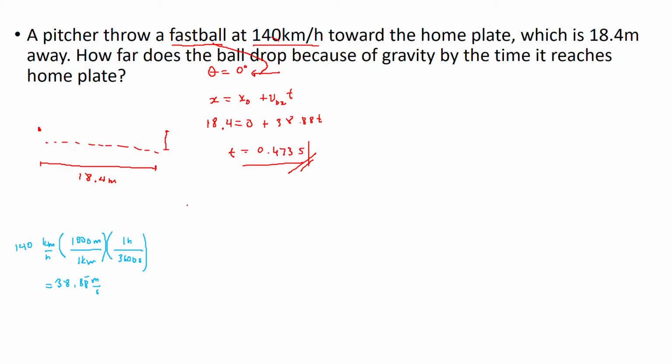Now we need to know the drop of the ball. I'll use another color, I like this green. So we say y equals the initial position, which if they don't tell me is just 0, plus the initial velocity, 140, times sine of 0, because the angle is 0, times t, minus a half of the gravity, 9.81, times t squared.